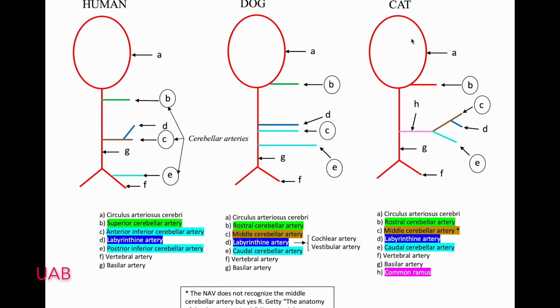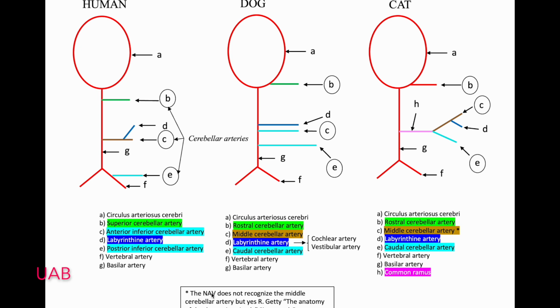And if we move to the cat, what do we see? We see the rostral cerebellar artery, letter B, and in this case, branching off from the basilar artery, we have a common branch that divides into the caudal cerebellar and the labyrinthine artery. The labyrinthine artery here. However, as you see, this small labyrinthine artery seems to detach from an artery that vascularizes also the cerebellum, that we could name the middle cerebellar artery.